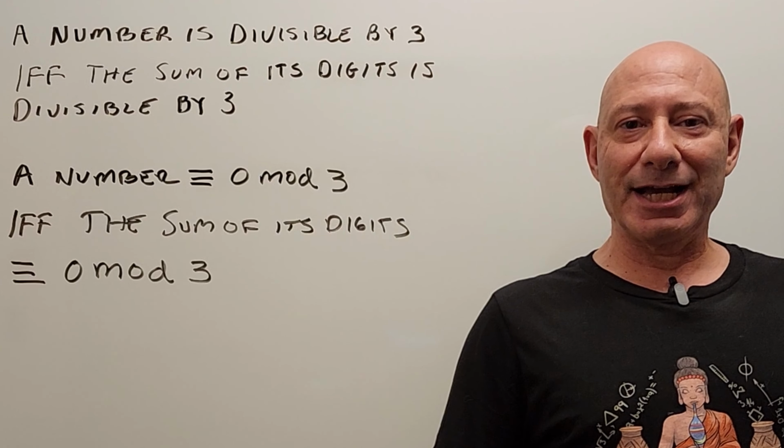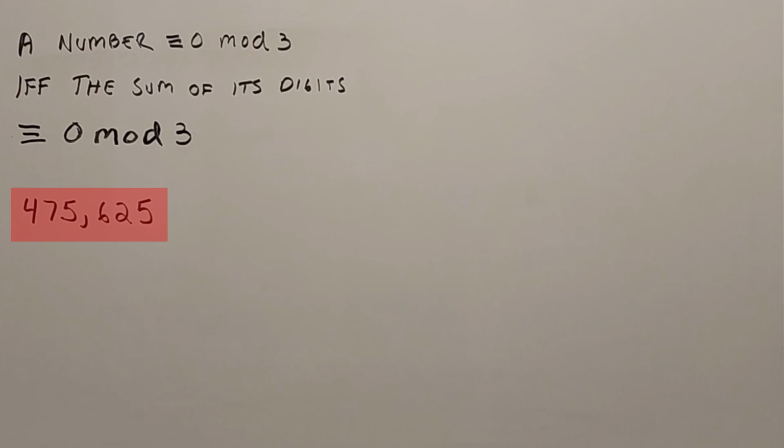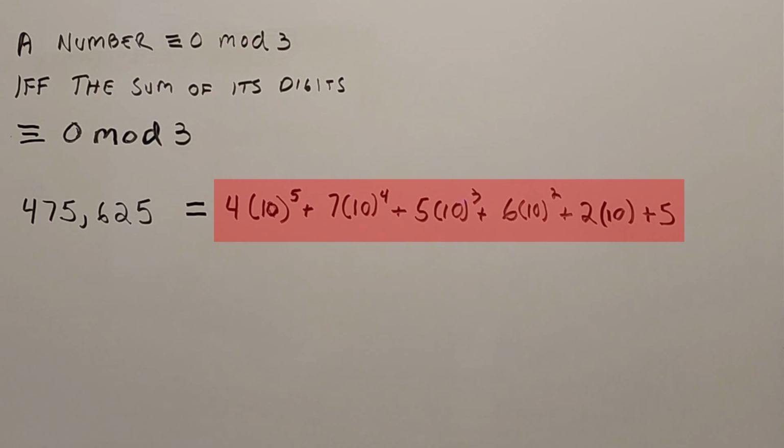And let's try this with a concrete example. Let's consider this number, 475,625, which can be written in this way. It's your standard base 10 expansion. And here's the key. 10 is congruent to 1 mod 3. 10 minus 1 is 9, which is divisible by 3.